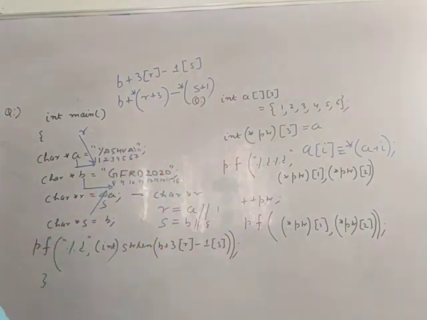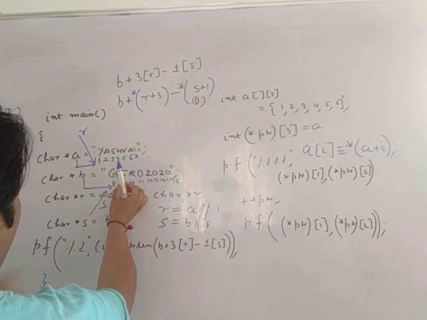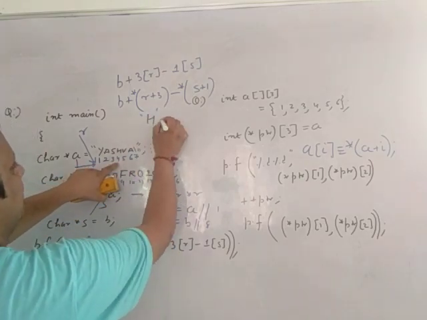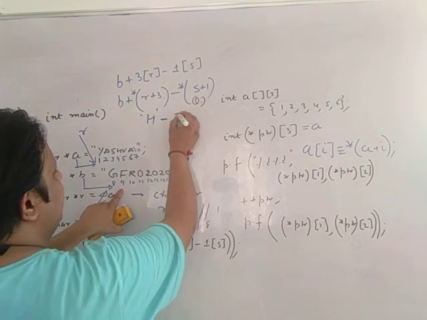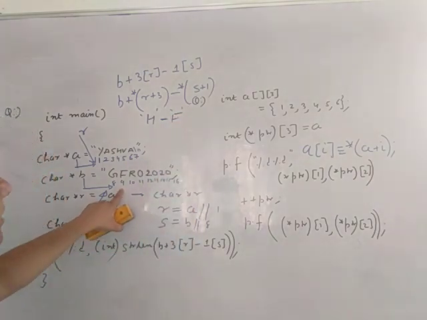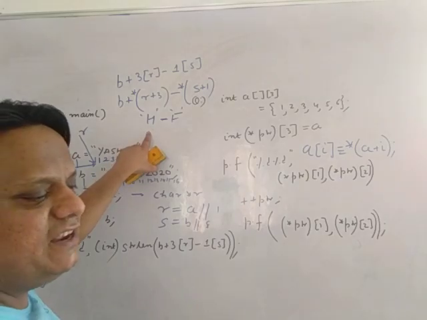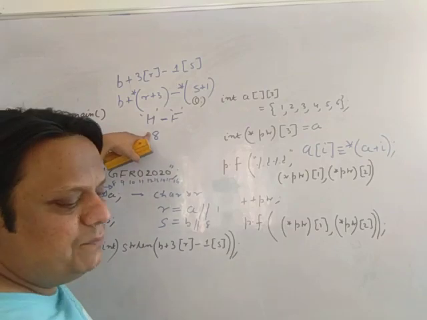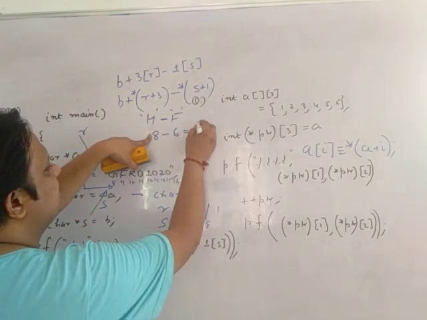So now what is R + 3? Your R is pointing at 1. 1 plus 3: 1, 2, 3, and star of this is H. So this is H minus *(S + 1). Your S is pointing at 8. 8 plus 1 is 9, and star of 9 is F. So H minus F is what? The letters A, B, C, D, E, F, G, H. If I say H is 8, then F is 6. So 8 minus 6 is 2.